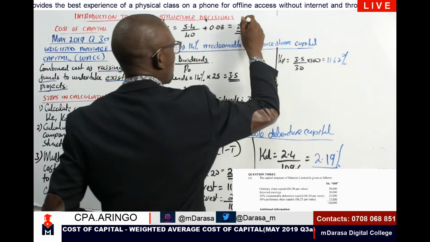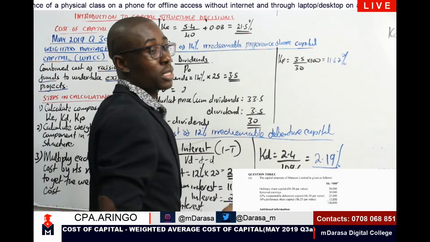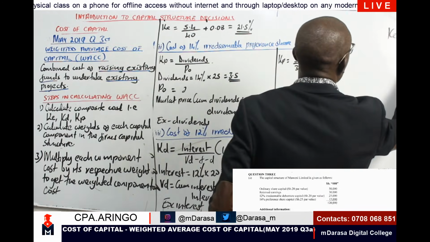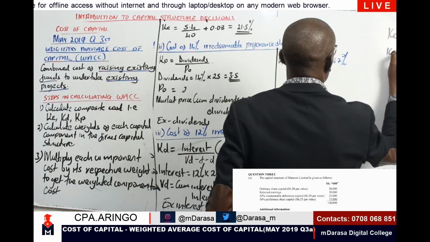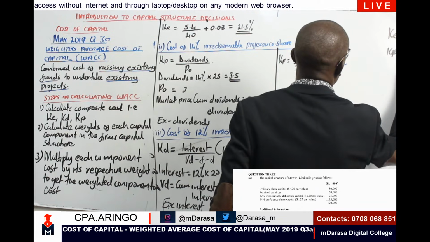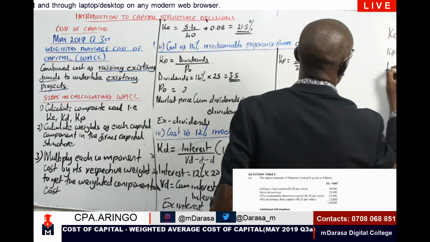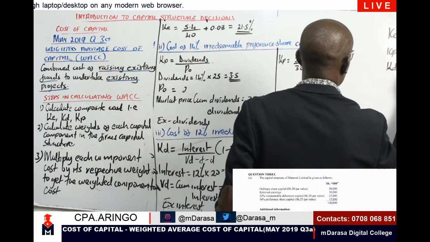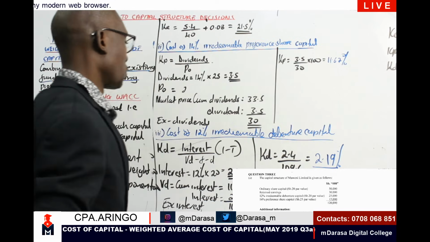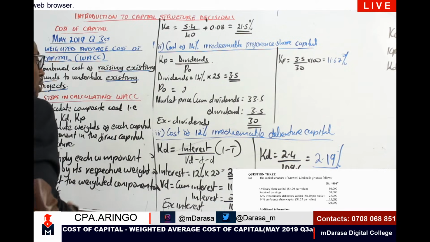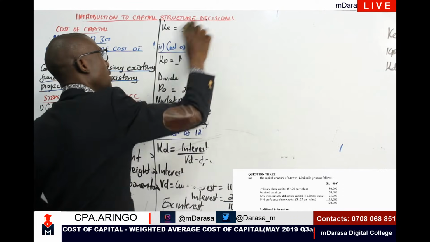That is, of course, cost of equity. I'll mark them somewhere. Cost of equity, we had computed it to be 21.5%. Cost of preference shares, we had it 11.67. I'm having the cost of debentures at 2.19%. So in that case, I can now erase here confidently.